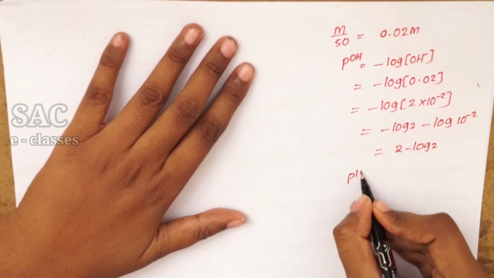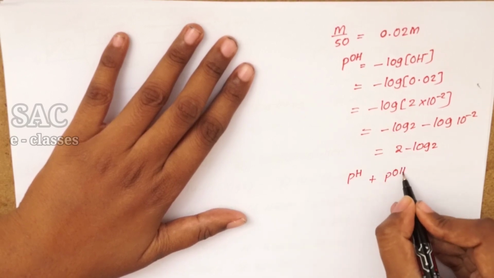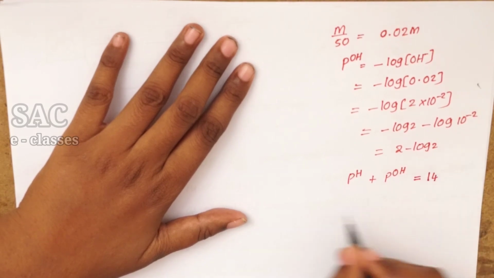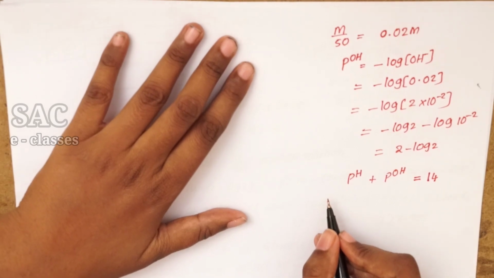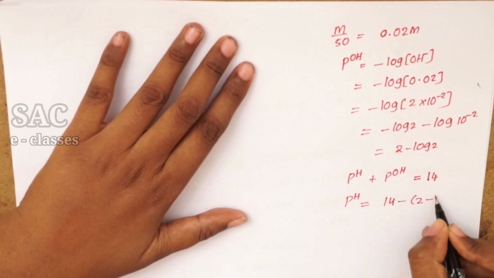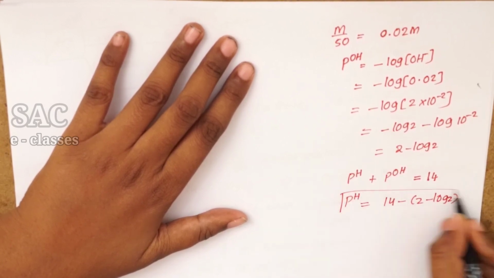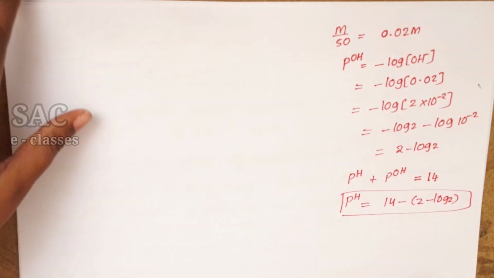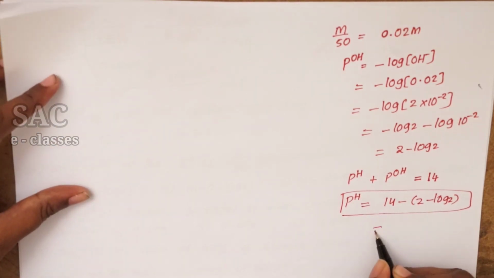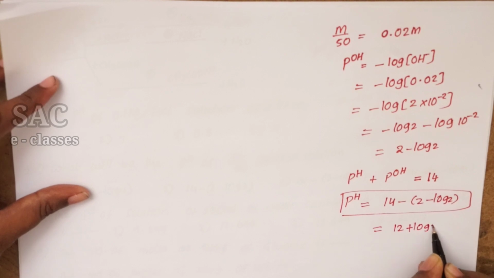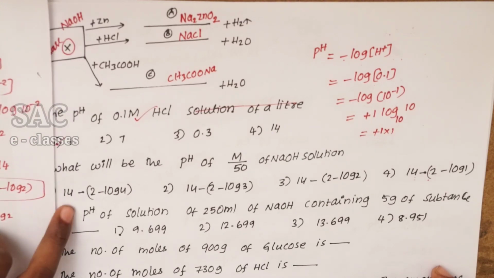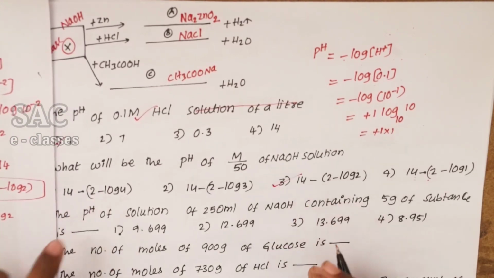Usually they ask for the pH value. We know pH plus pOH, that is the H plus ion concentration and OH minus ion concentration in an aqueous medium, is equal to 14. That is why we take 14 as the interval of the pH scale. Now pH is equal to 14 minus (2 minus log 2). This can be written as 12 plus log 2. Let's see the options. The option is given like this only, 14 minus 2 plus log 2, so option 3 is correct.